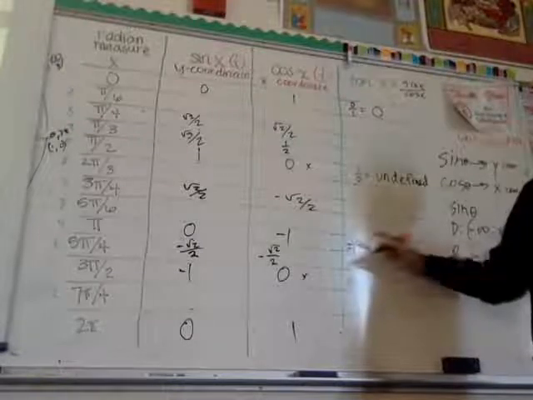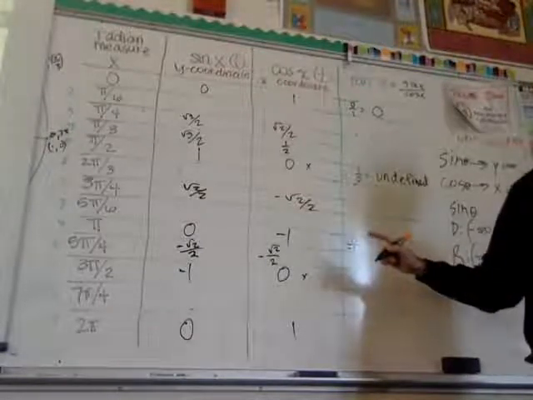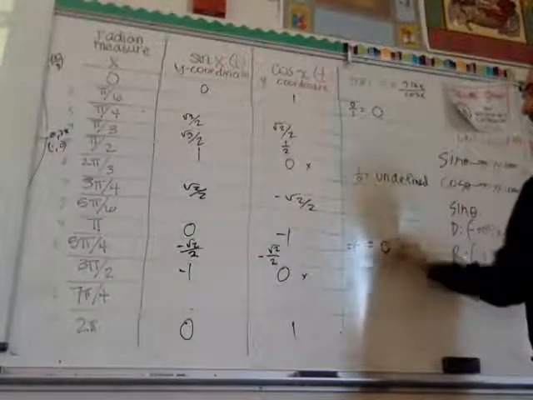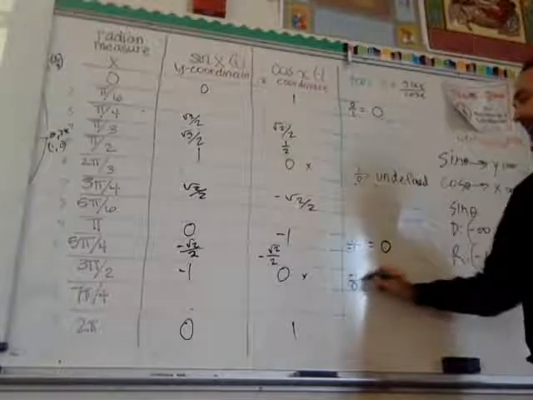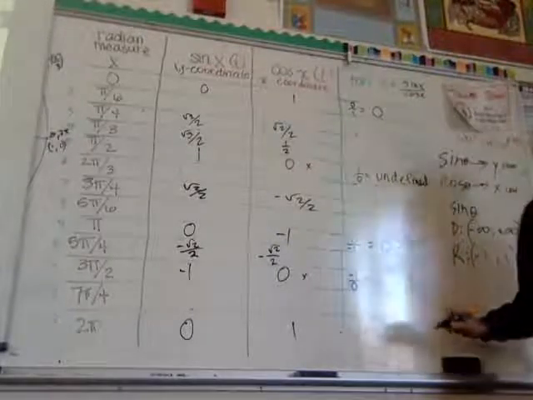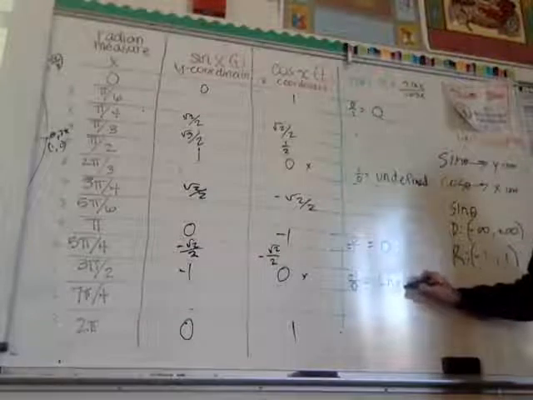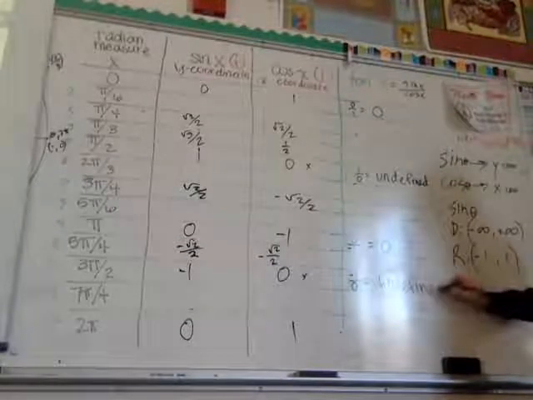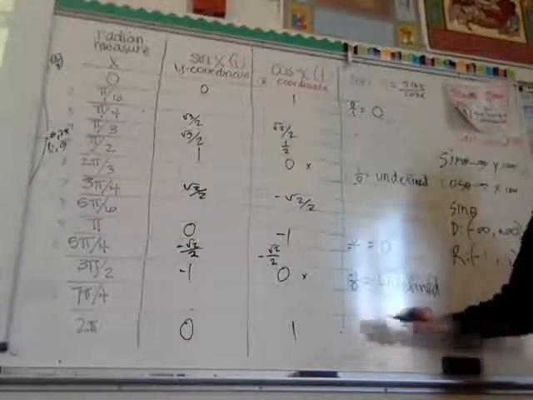What's 0 divided by -1? 0. What is -1 divided by 0? No. This one over here is 0 as well.